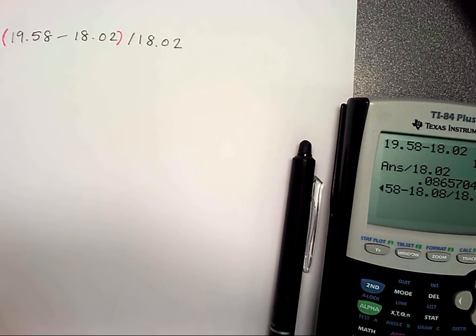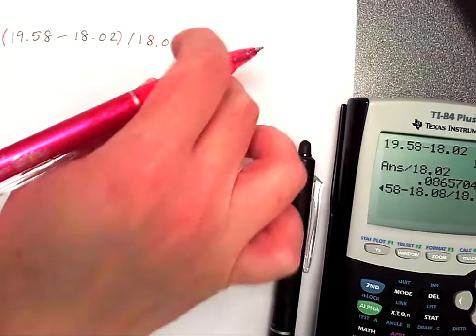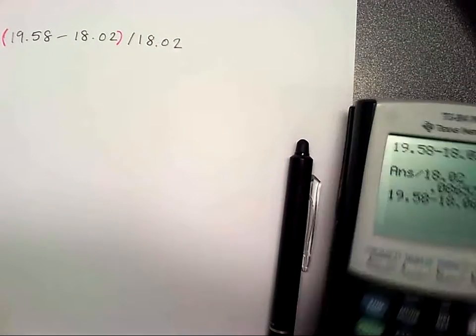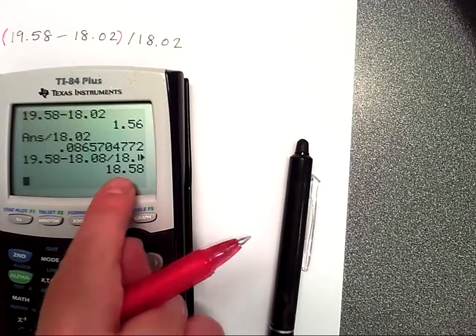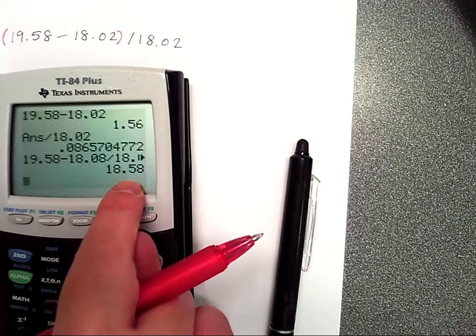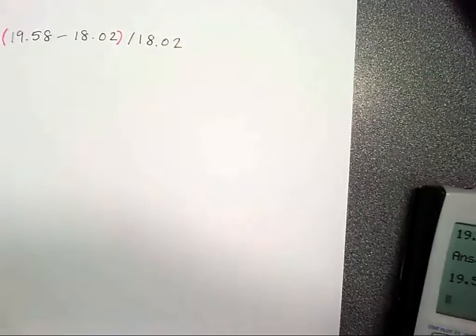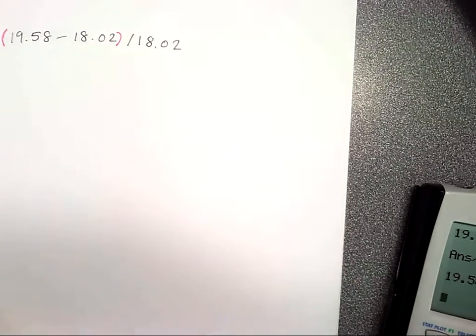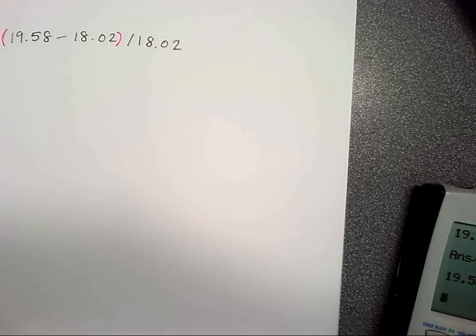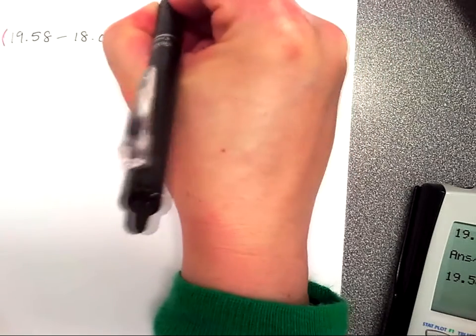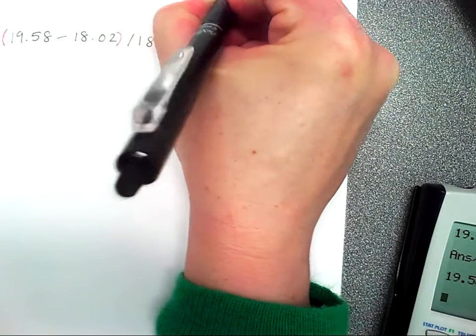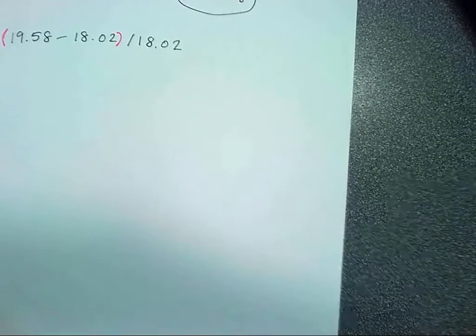So that it divides that whole numerator. If you don't have parentheses, what you're getting is very wrong. So that's the percentage change. This is actually like 8.66%.